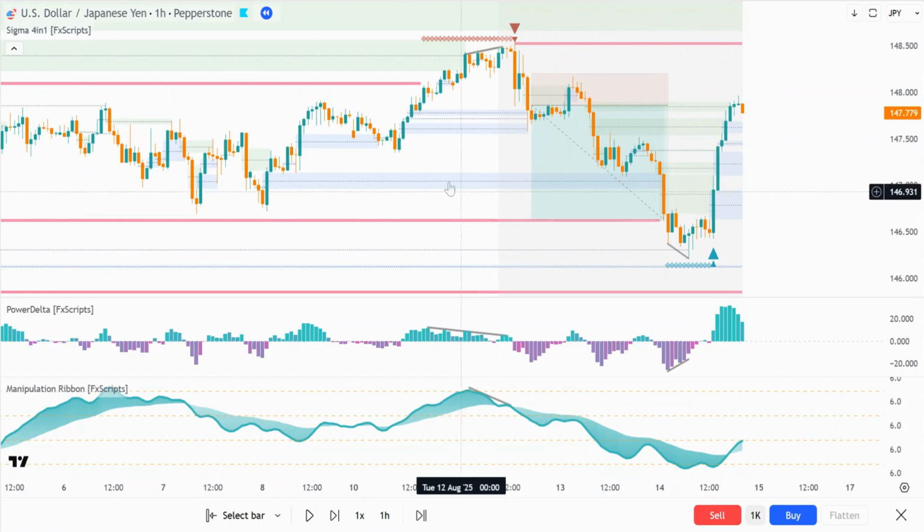And just to reiterate with the system, it's the Sigma 4-in-1. It painted the reversal print. It showed us where the liquidity was sitting, paints the fair value gaps, and it also gives us an indication. See this line here and here.